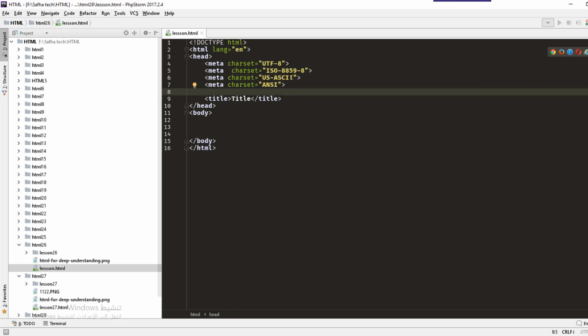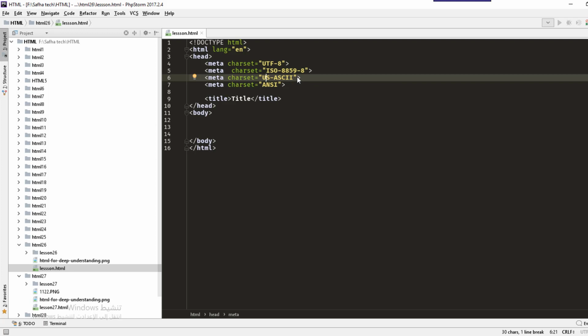ASCII was the first character encoding standard, also called character set. ASCII defined 128 different alphanumeric characters that could be used on the internet. It defines the numbers from 0 to 9, the letters from A to Z, and some special characters like the at sign, greater than, and smaller than. So it was the first known, and it has many advantages.